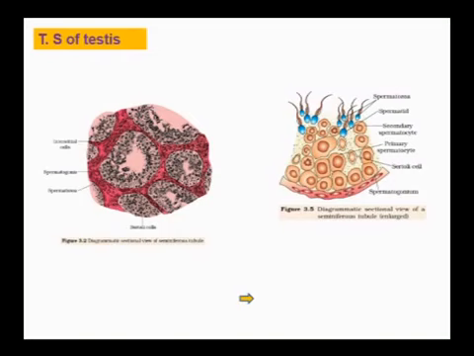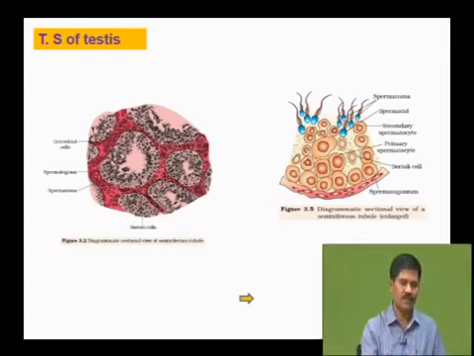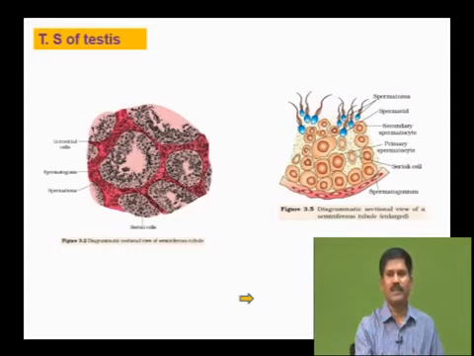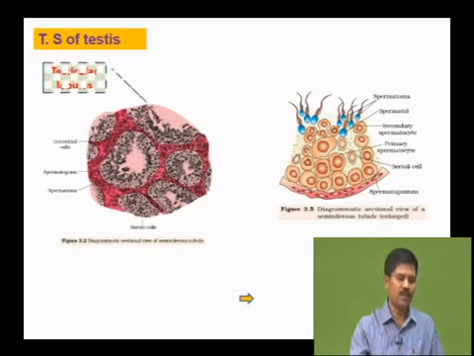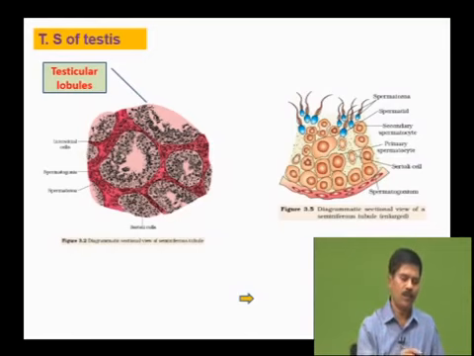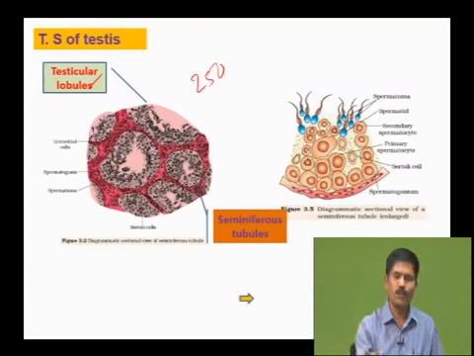A pair of testes which are oval shaped, each measuring about 4 cm, are located outside the abdomen in a bag or sac-like structure called scrotum. That's why they are said to be extra abdominal in position. So TS of testis reveals that each testis is made up of numerous testicular lobules. There are about 250 testicular lobules in each testis, and the long and highly coiled tubules present in these lobules are called seminiferous tubules. So seminiferous tubules are the structural and functional unit of testis.